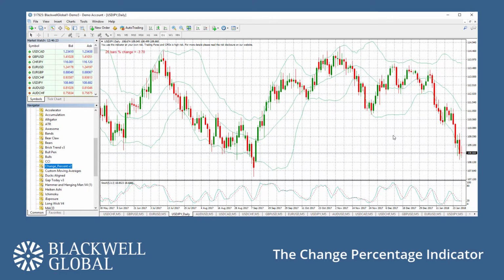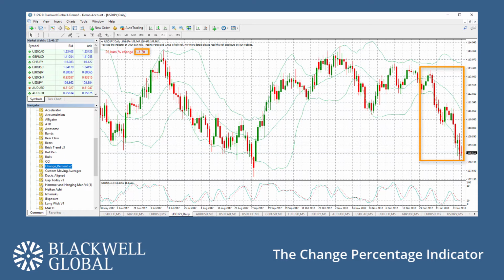The change percentage indicator does exactly what it says. It tells us the percentage change over a given period. In this case, we are looking at a dollar-yen daily chart, so 20 bars equates to a look over the last 20 days of price action, and we see a 3.7% drop in price. As stated, negative numbers are shown in red.